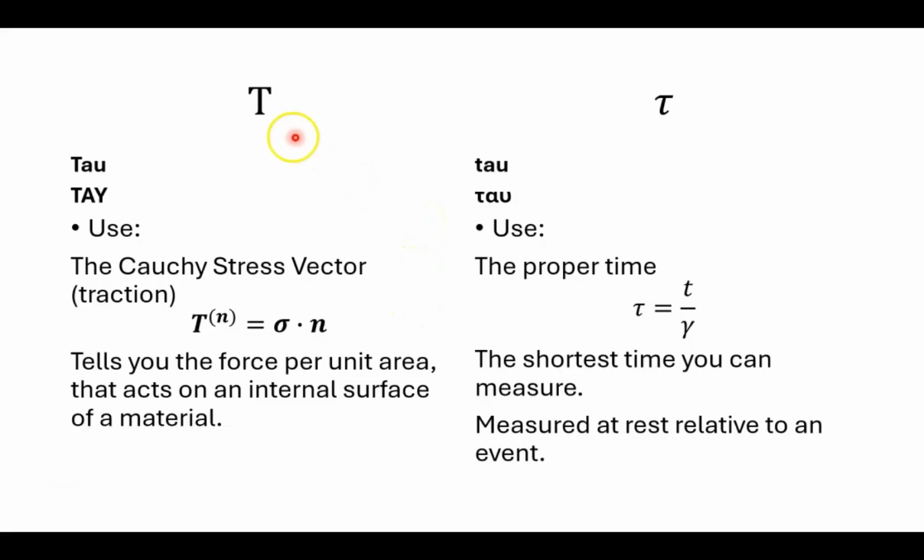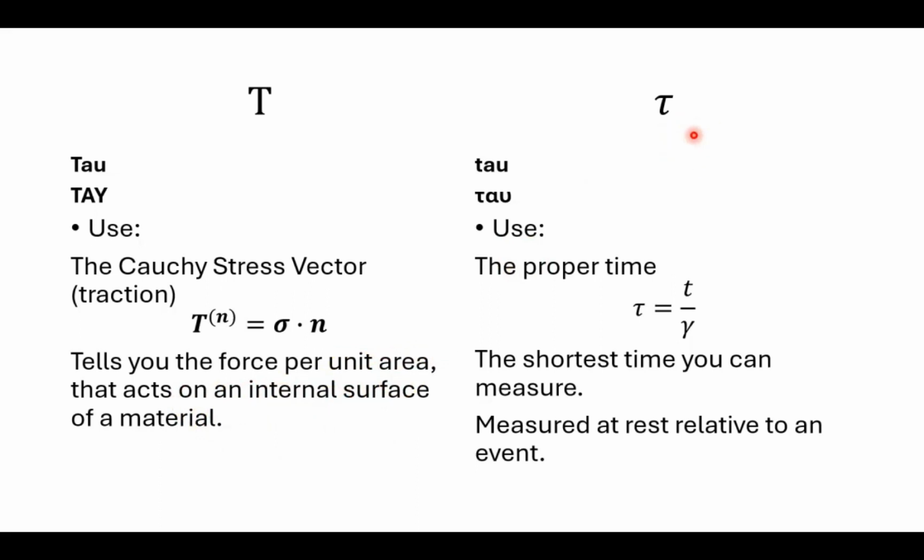The next one is tau. The uppercase is the same as T in English. It's used to represent the Cauchy stress vector, or sometimes also called traction by engineers. So it will be equal, according to Cauchy's formula, to the generalized dot product of the Cauchy stress tensor with a normal vector to the surface. It tells you the force per unit area that acts on an internal surface of a material.